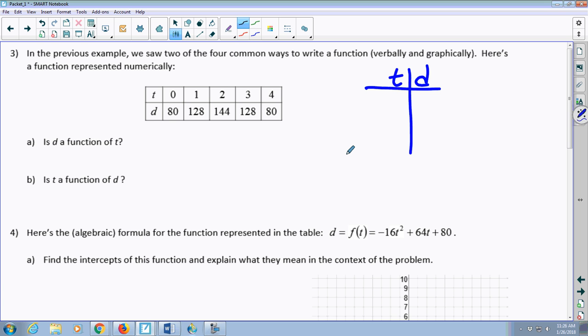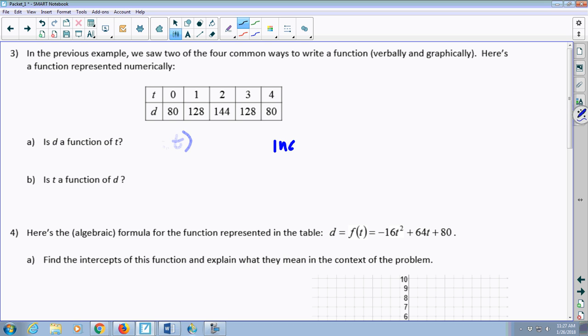So we're asking a question now: is D a function of T? We're getting back to the original definition of what it means for D to be a function of T. When you hear something like that, it might help you to think of the notation D of T. Which one's the independent variable?